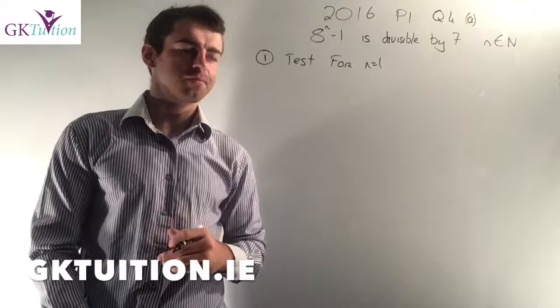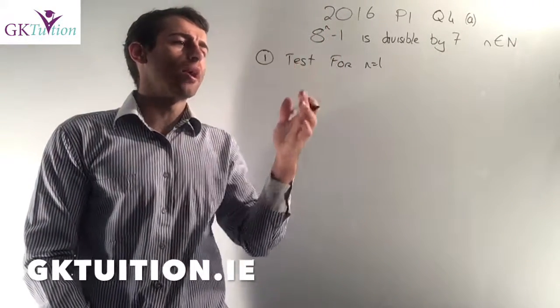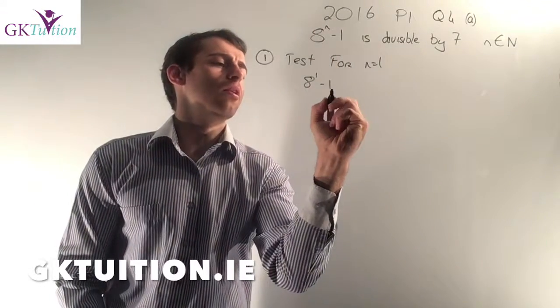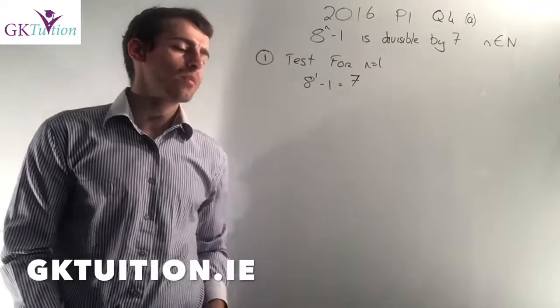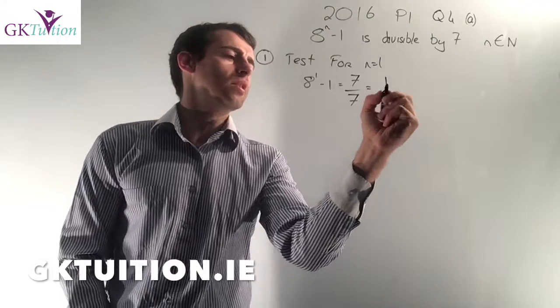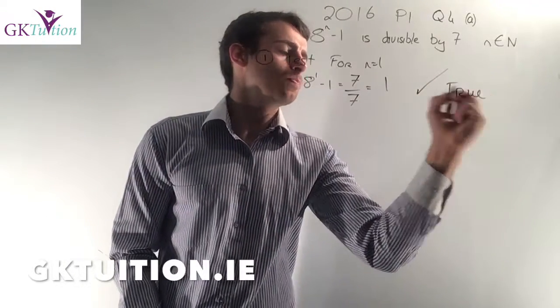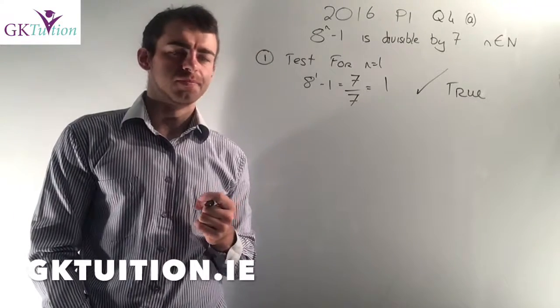which is 1. So to test for n equals 1, in my original expression, wherever there was an n, I just sub in a 1. So we just get 8 to the power of 1 minus 1, and 8 minus 1 is clearly 7. 7 is divisible by 7 because 7 divided by 7 is equal to 1. So I can just put a tick beside that and say that it's true. So my first step in my induction is relatively straightforward.